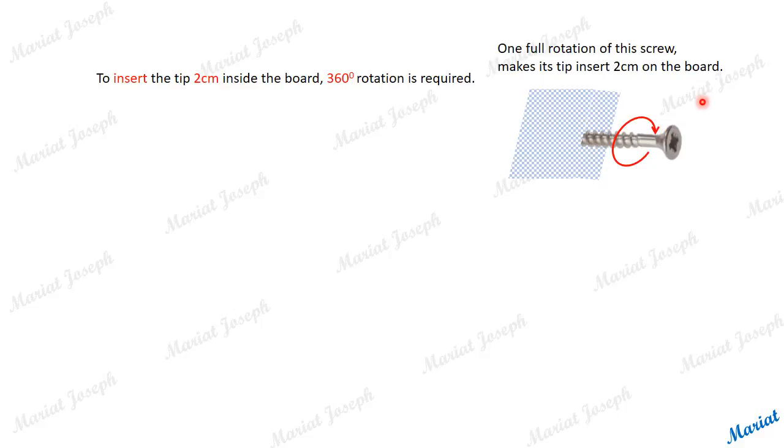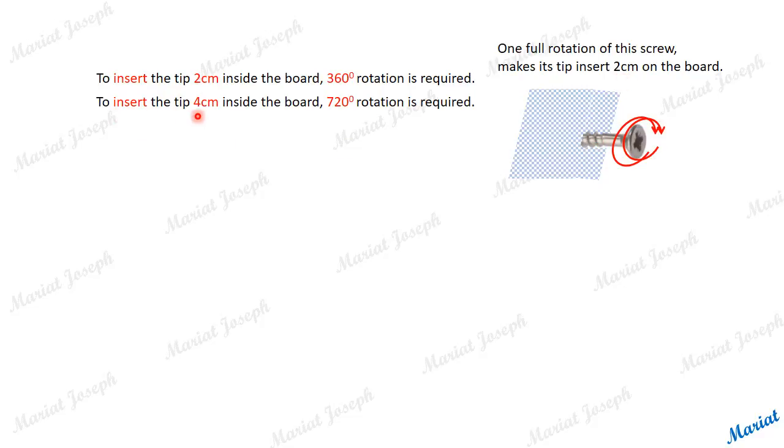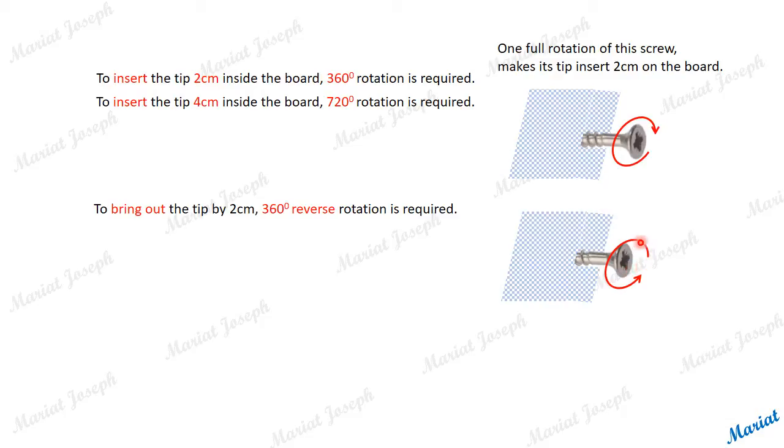Now, if we are interested to insert it further, we need to rotate it further. One more rotation will make the screw go another 2 cm inside. Which means to insert the tip a total of 4 cm inside the board, 720 degrees rotation is required. Now, in case we are interested to pull out the screw, we need to rotate it in the opposite direction. Rotate it like this. The screw will come out.